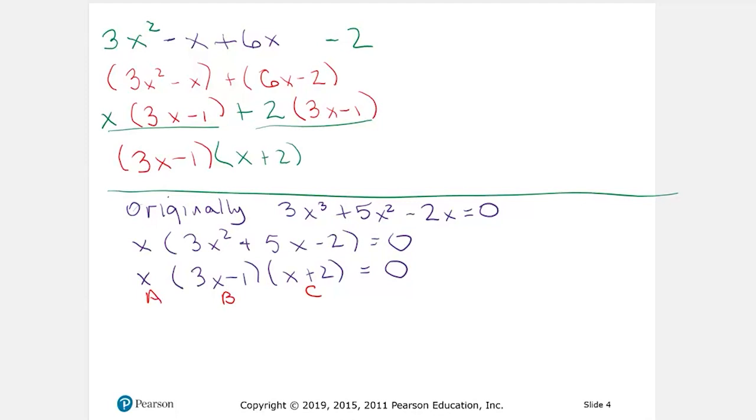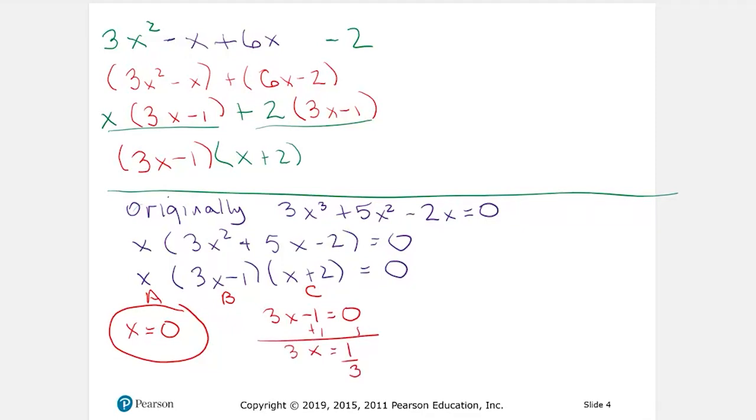I get for a, x equals 0. And there's nothing for me to solve. It's just x equals 0. The second one, we have 3x minus 1 equals 0. I add 1 to both sides. I get 3x equals 1 and divide both sides by 3. And I end with x equals 1/3.